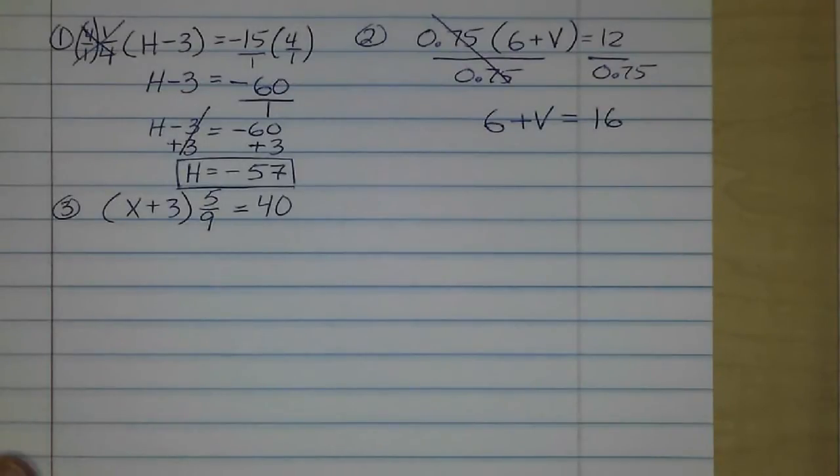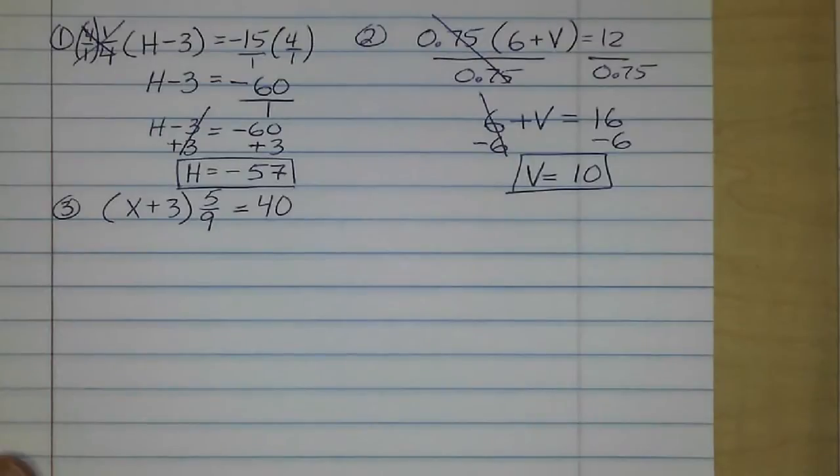Now, we need to get rid of that 6. Since there's nothing in front of that 6, I assume that it's positive. If it was negative, it would have to have a negative sign. So the opposite of plus 6 is minus 6. I'm going to do that on both sides. The 6's on the left cancel, and I'm left with v equals, and 16 minus 6 is 10.